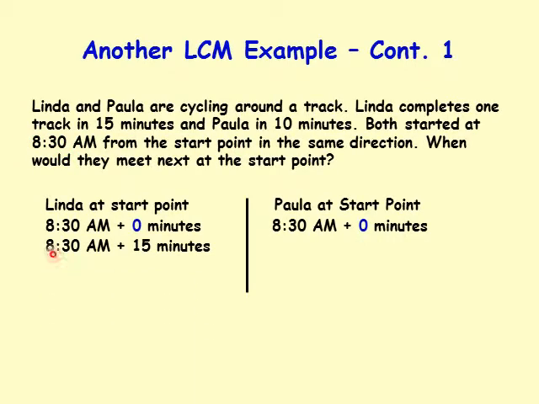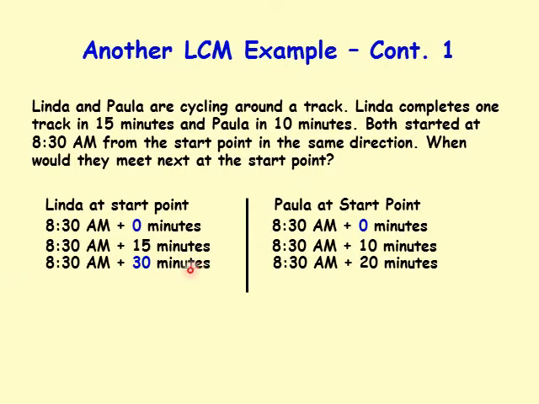Okay, let's continue. Linda takes 15 minutes, so Linda would be there 15 minutes after, and Paula would be there 10 minutes after. Now 15 minutes was more than 10 minutes, so we discover one more number here. So Paula would be there at 20 minutes after 8:30 also. And Linda would be there in 30 minutes. She completes one round at 15 minutes, and completes another round in another 15 minutes. That's 30 minutes.